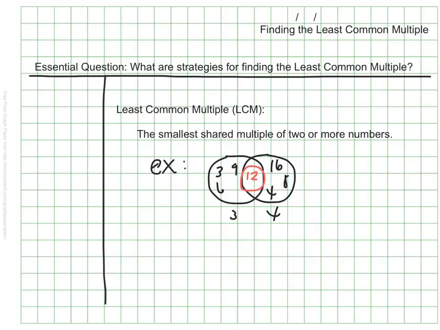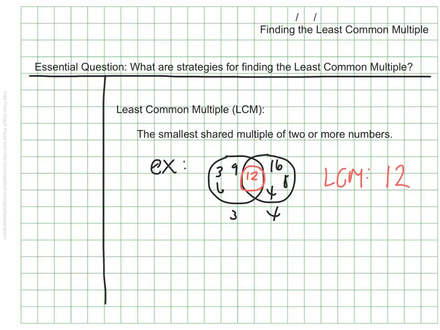For example, we have 3 and 4. They share a lot of common multiples, but the first one they share is 12. We also know that if we kept going, they would have a common multiple of 24, for example. But their least common multiple, their LCM, the smallest of all the multiples they share, is 12. So that's what we mean by least common multiple.